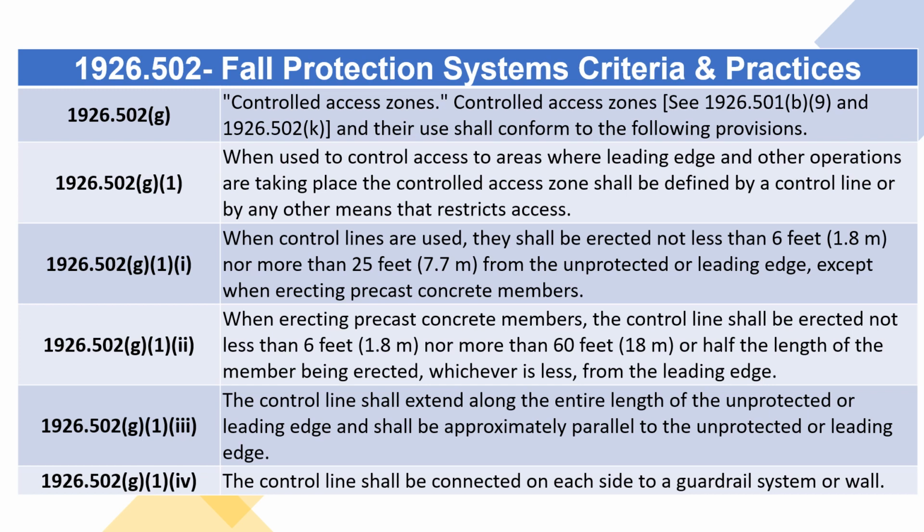When erecting precast concrete members, the control line shall be erected not less than 6 feet (1.8 meters) nor more than 60 feet (18 meters), or half the length of the member being erected, whichever is less, from the leading edge. The control line shall extend along the entire length of the unprotected or leading edge and shall be approximately parallel to the unprotected or leading edge. The control line shall be connected on each side to a guardrail system or wall.